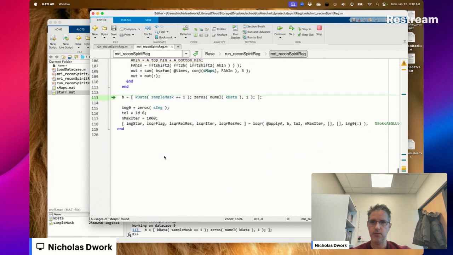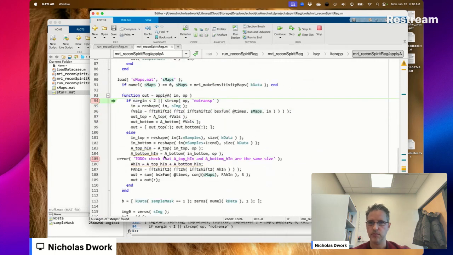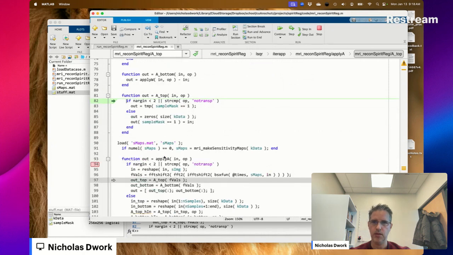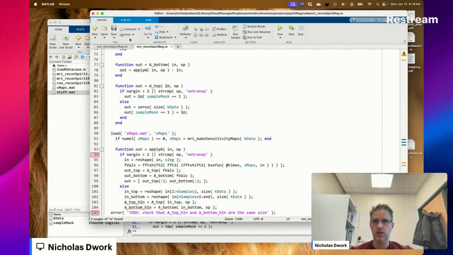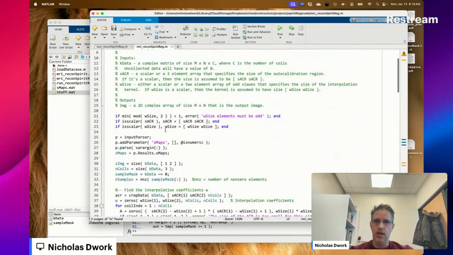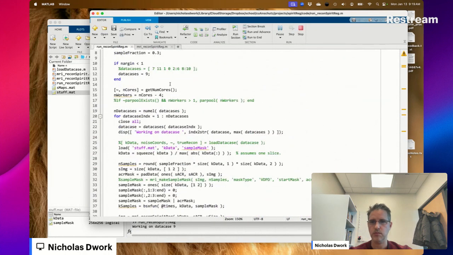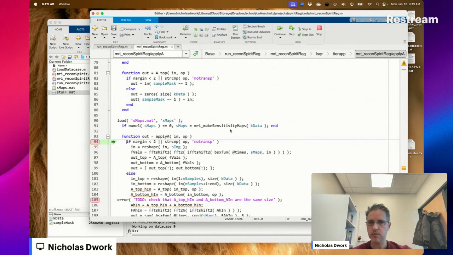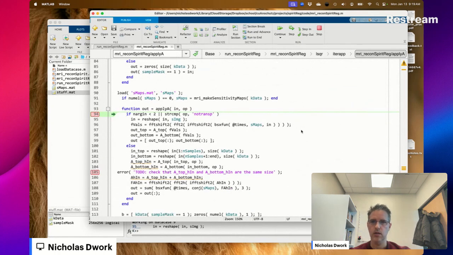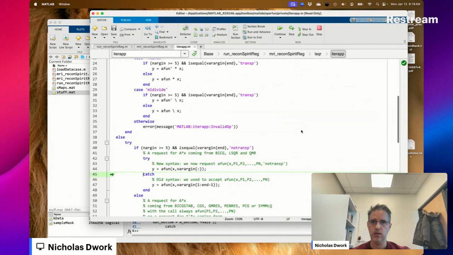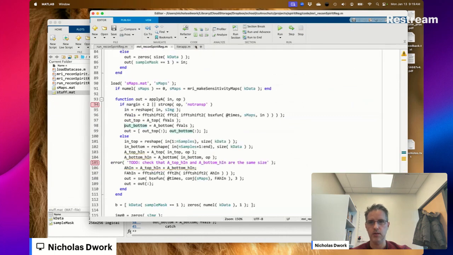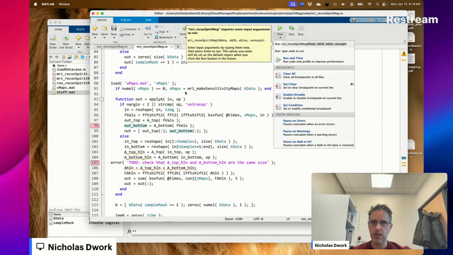Here's apply A. Let's see where we get to. A top. Temp does not exist. This should be in. And oh, we did put is numeric there earlier. Okay. Looks like that one broke. Let's see what the problem is with A bottom.